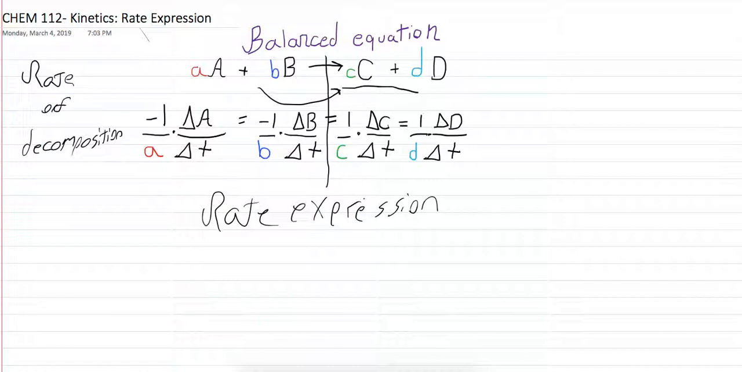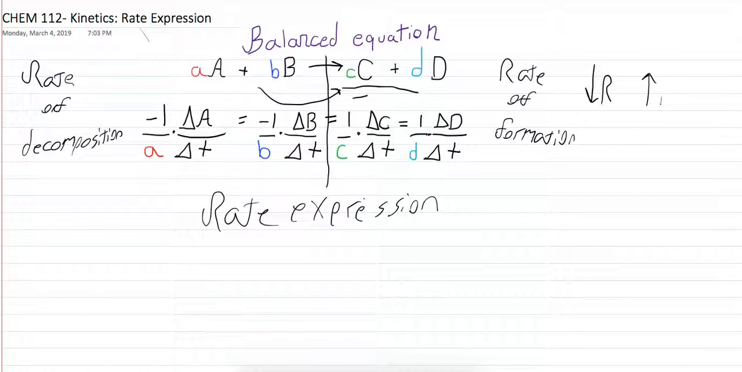If you look to the right side of the arrow, we have our products, and those undergo a rate of formation. As the reactants break down, the products are formed. So as your reactant concentration decreases, your product concentration increases. And this equation here is closely linked with this one.